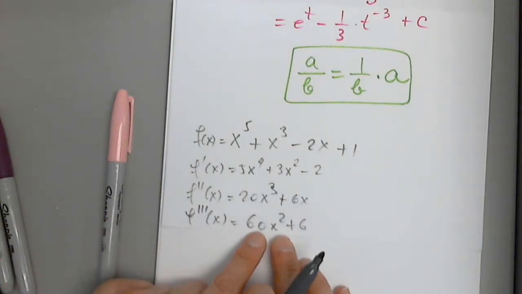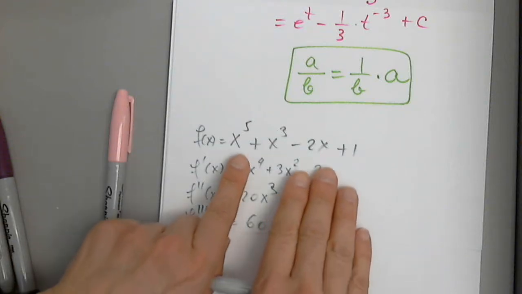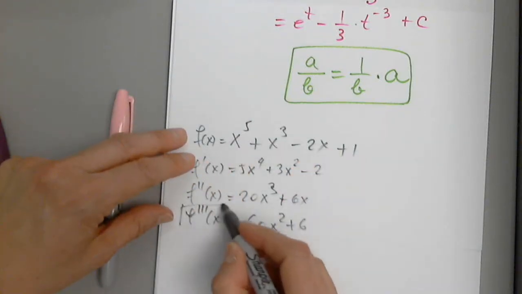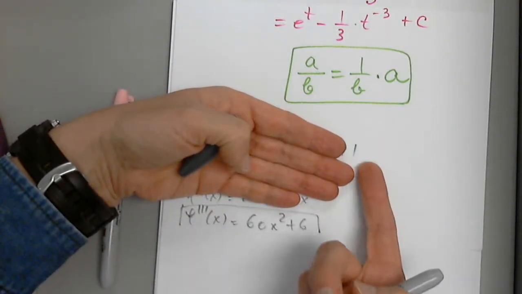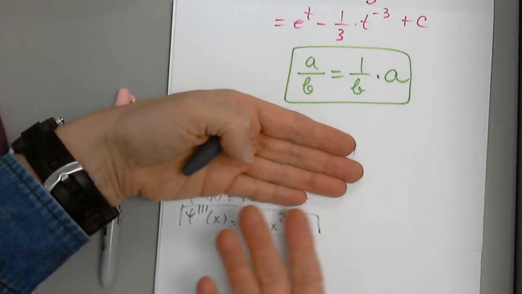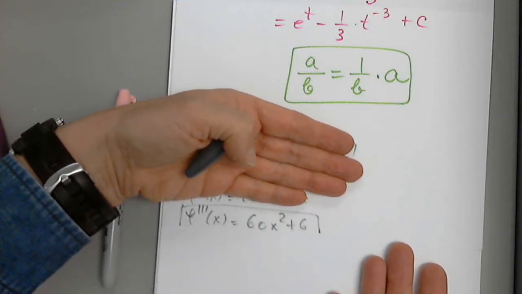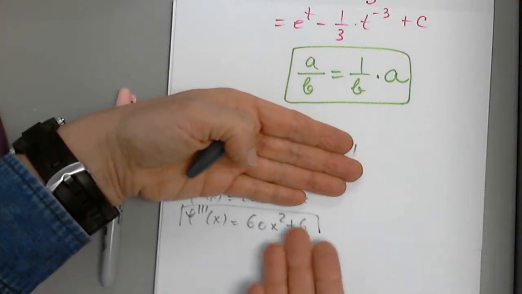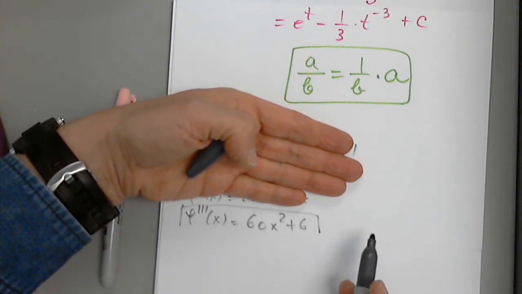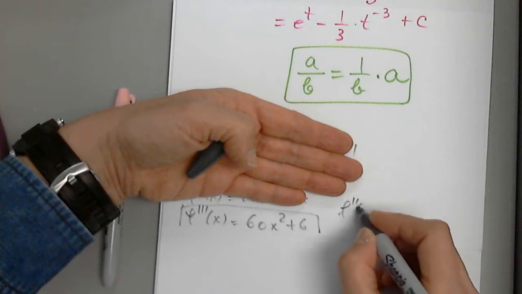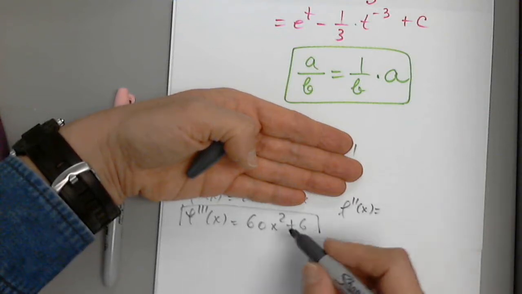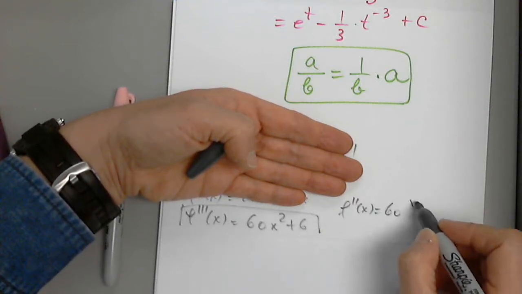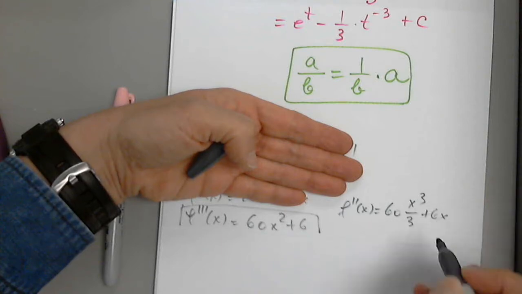If I'm given this, I have to build it back. So I'm giving you this now. How will you get this back? You have to assume that some terms disappeared, and you have to build them back. If you don't build them back and you just assume that there is nothing, then you are going to determine the second derivative as 60x to the 3rd over 3 plus 6x.